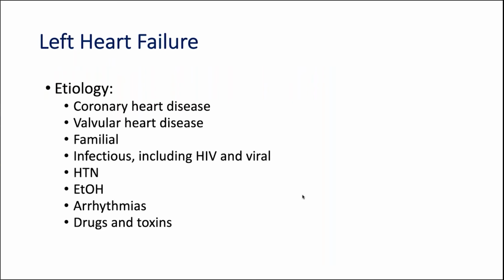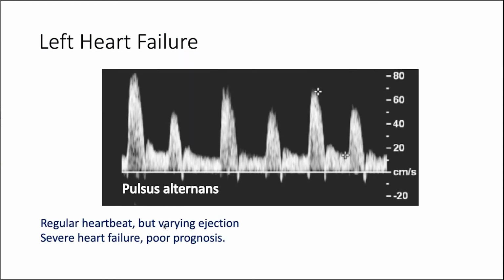So another condition we should talk about is left heart failure. This is commonly due to either coronary heart disease or valvular heart disease. Could also be due to cardiomyopathies, infectious or of other etiologies. And there are some drugs and toxins that may produce that heart failure as well. One of the characteristic findings we see in left heart failure is pulsus alternans, and the pulsus alternans is the result of variable ejection in a ventricle that's really struggling.